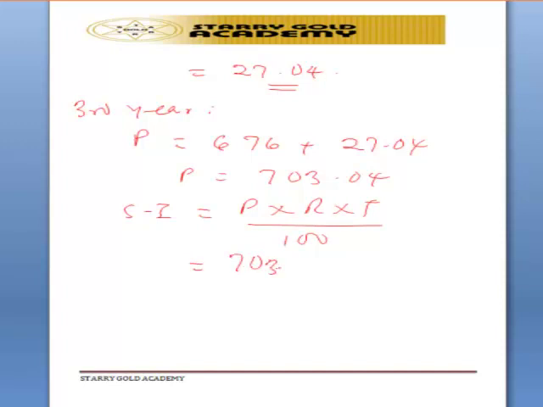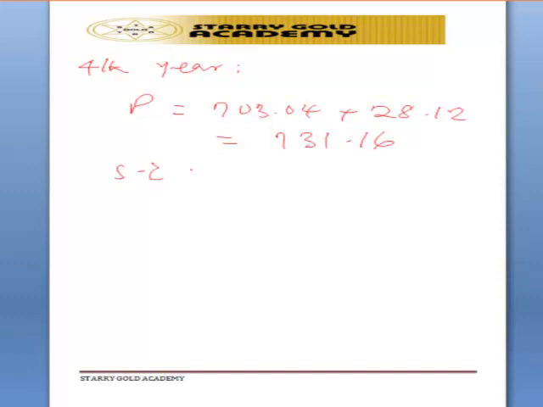So for that purpose, I can get my SI to be P times R times T over 100. That will be 703.04 times 4 times 1. All those ones are very constant, like I told us, over 100. This will give us 28.12. So this can take me to my fourth year. Fourth year, my real principal will now be what? 703.04 plus 28.12. And that will be what? 731.16.